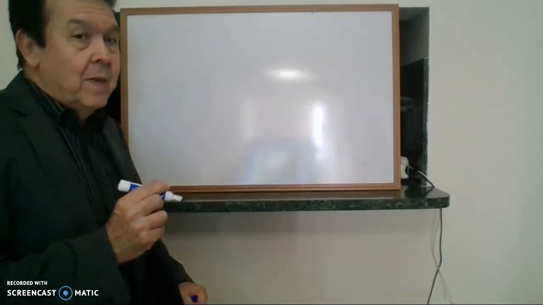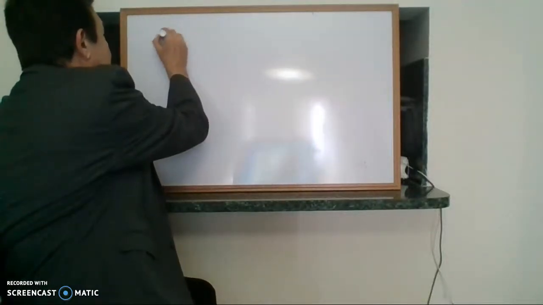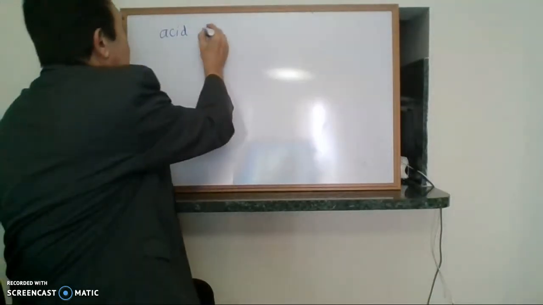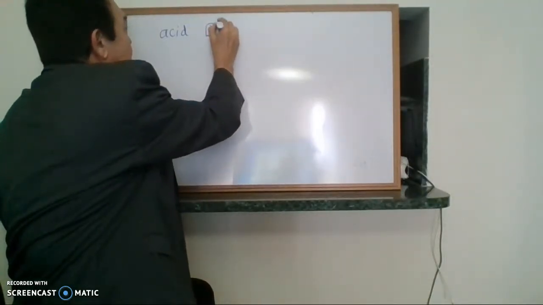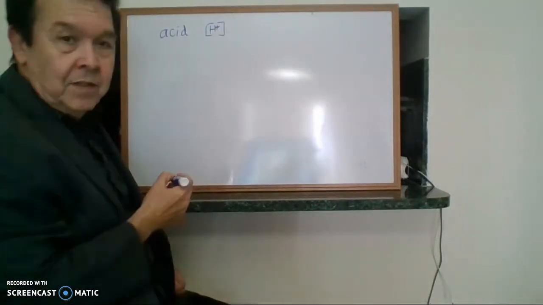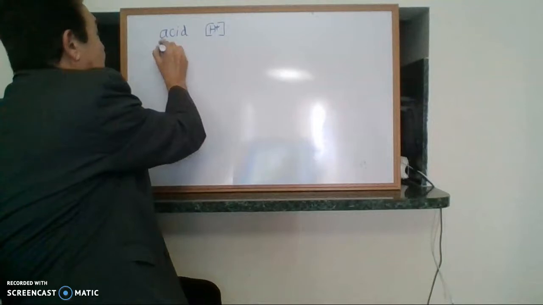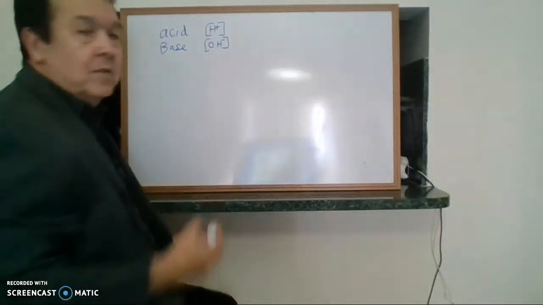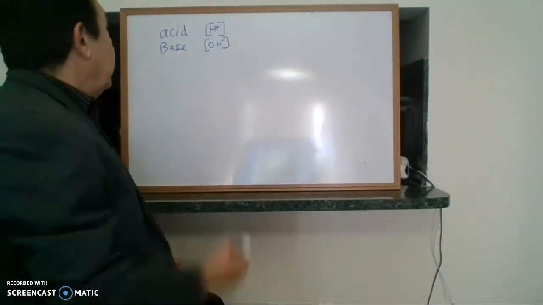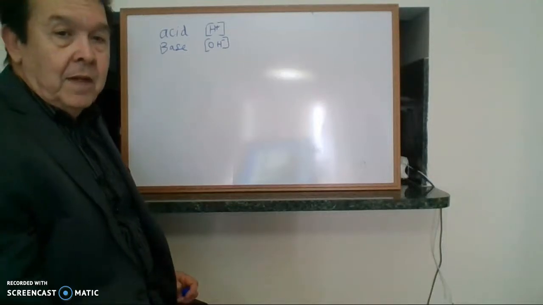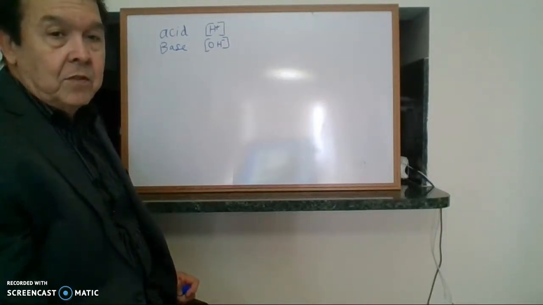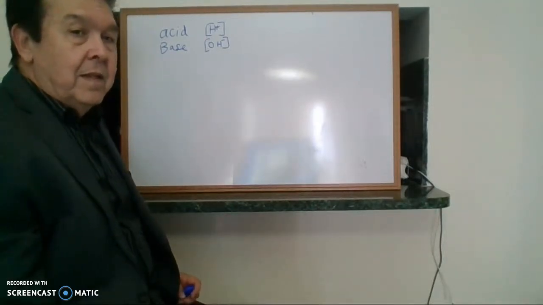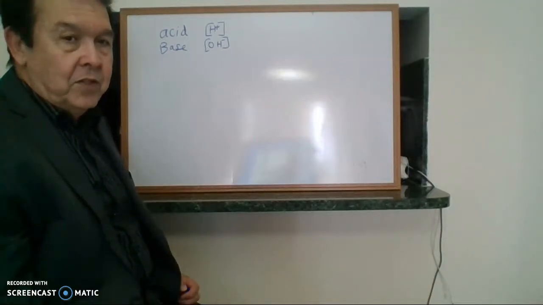First of all, let's remember what is an acid. Well, an acid is a solution that produces hydrogen protons in solution, and a base, on the other hand, is a solution that produces hydroxide ions. The way that the concentration of hydrogen can be determined, and the way that we can determine the pH of a solution, is what I'm going to show you right now.